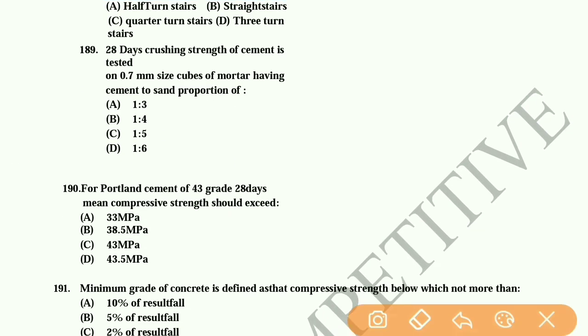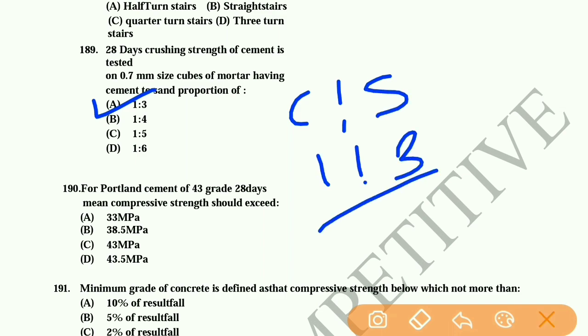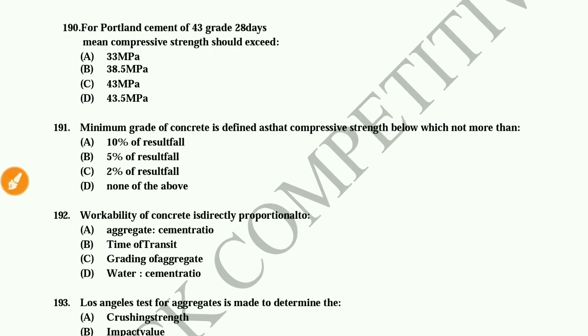28 days crushing strength of cement is tested on 70.7 mm size cubes of mortar having cement to sand 1:3 proportion में लिया जाता है. सीमेंट इज टू सैंड को 1:3 में. Okay. For Portland cement of 43 grade, 28 days mean compressive strength should exceed 43 megapascal. So C is right, 43 megapascal.